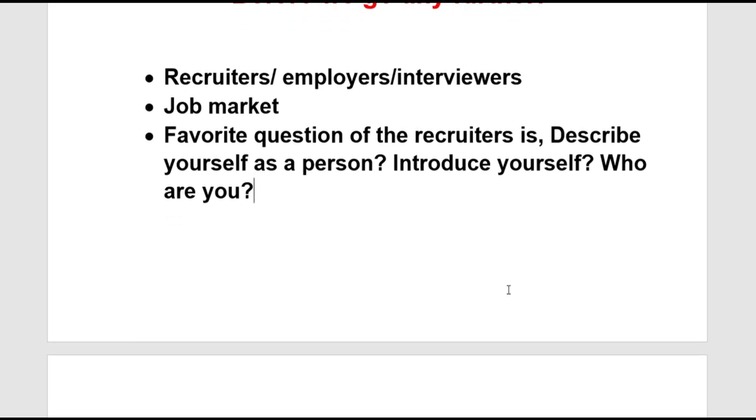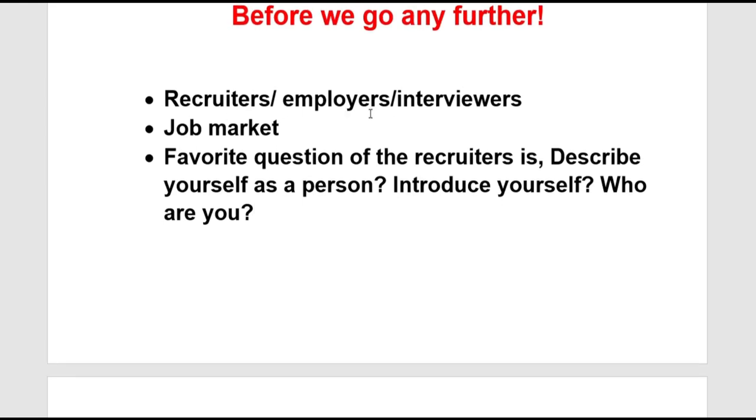And the mistake students mostly make is that when they say introduce yourself or who are you, they say, my name is Muhammad Salim so and so, I'm 22 years old, I'm studying. No, they are not looking forward to this information. They are employers, recruiters, interviewers, and you are attending a job interview.